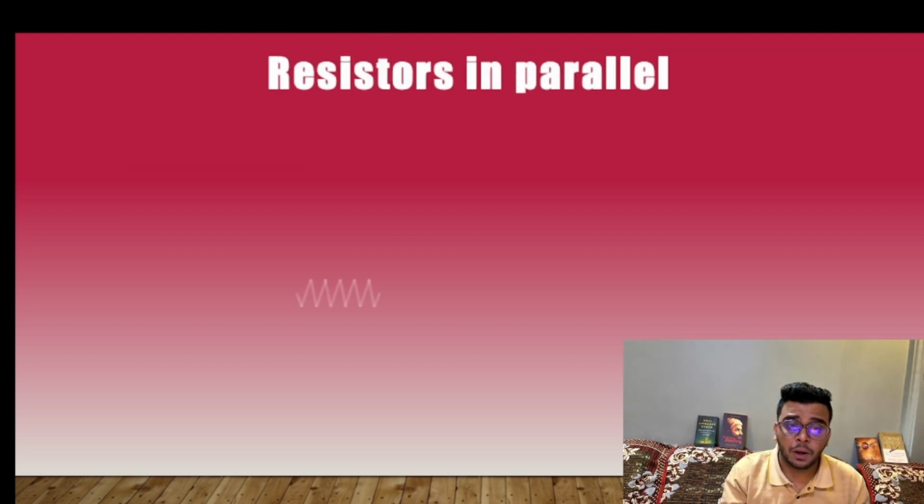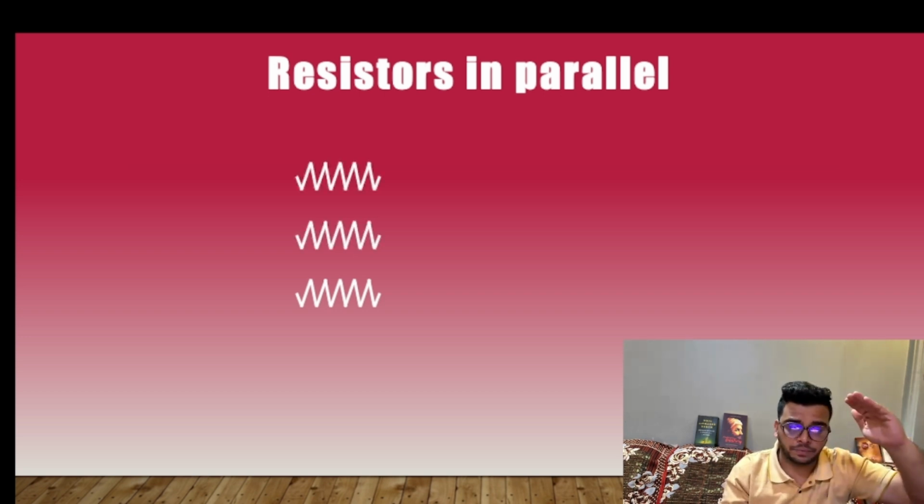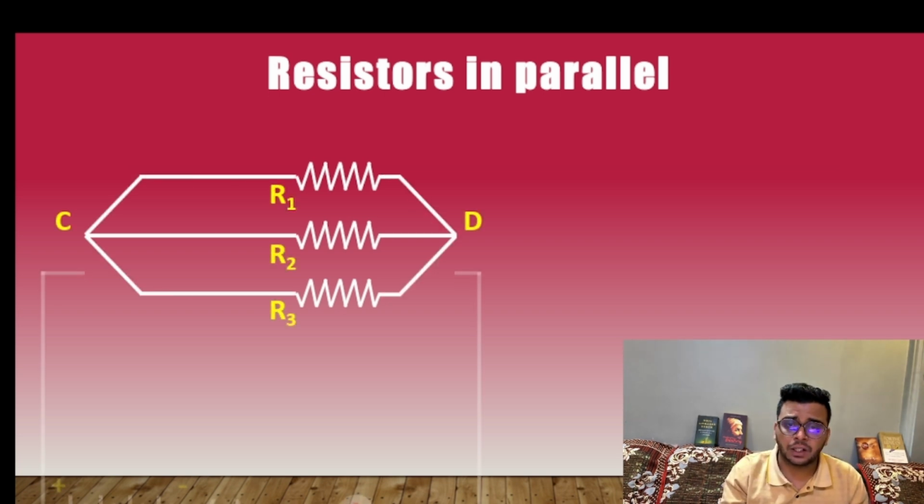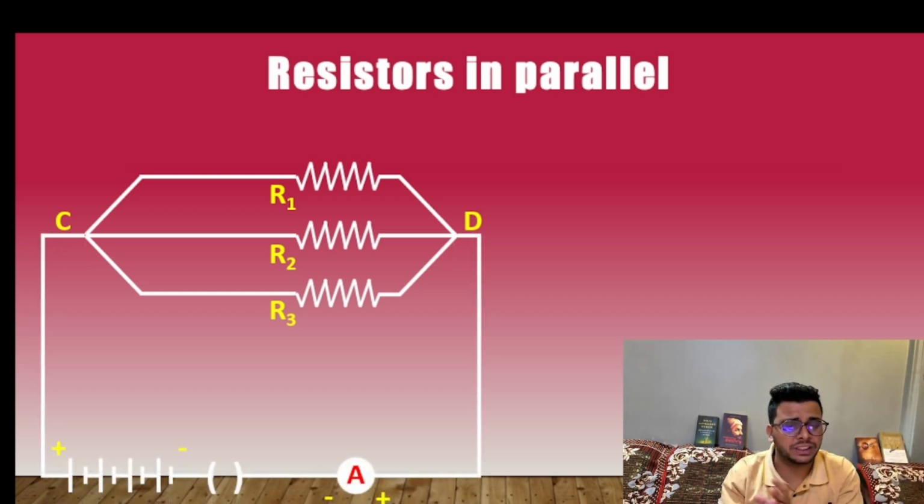Now after series we are going to see what will happen to resistances if we connect them in parallel. Parallel means one above the other, just like parallel lines. So here we have connected R1, R2 and R3 in parallel. Now to complete the circuit, a battery, switch and ammeter are connected. From here I would like to add one more concept: the ammeter is always connected in series, but the voltmeter is always connected in parallel. Ammeter always in series and voltmeter always in parallel.